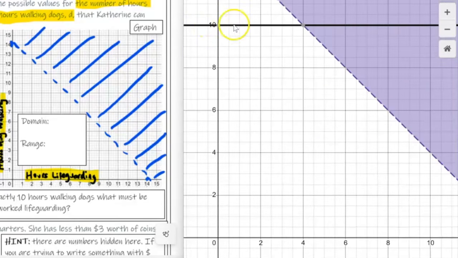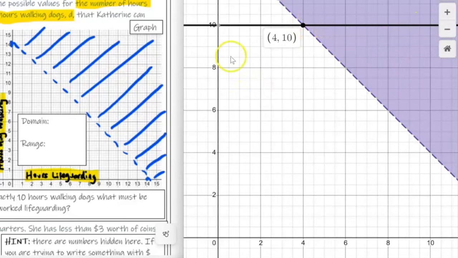So if she's working 10 hours walking dogs, lifeguarding, can she work 4? No, because this is on the dotted line. So she can't work this because it's on the dotted line. But anything greater than that is in my solution set. So she can work at least 4 hours on lifeguarding.